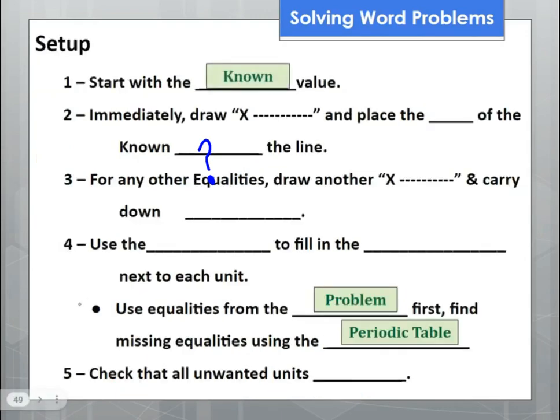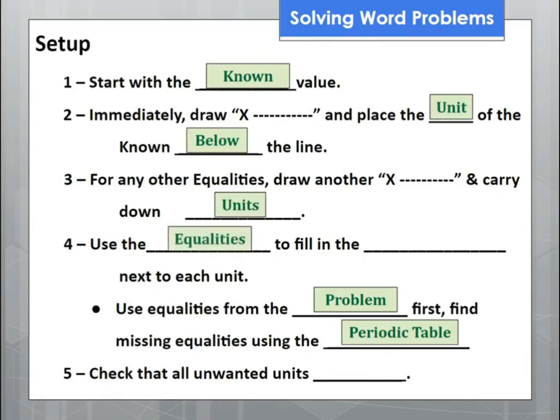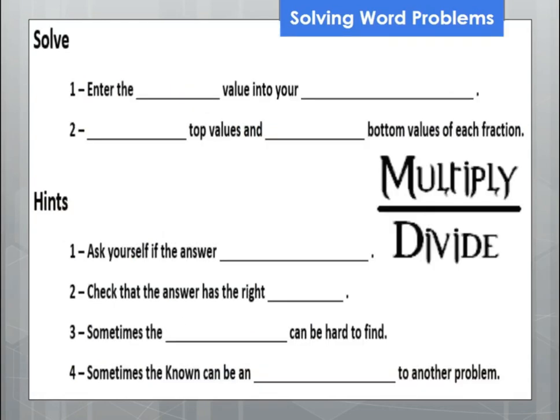So start with the known value like you did. Place the unit of the known below the line, just like you did. Carry down more units as you go, and use those equalities to fill in the proper numbers. Use the equalities from the problem first, then find missing equalities using your periodic table. Make sure all unwanted units cancel. And as long as you do this, you'll have your problem set up well.